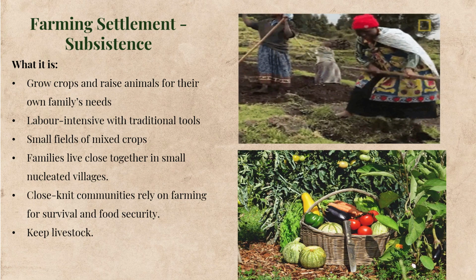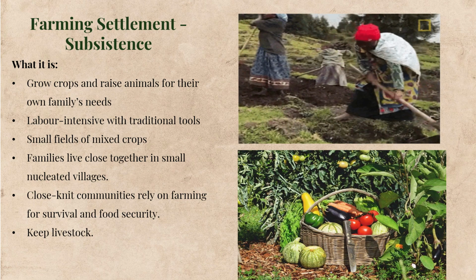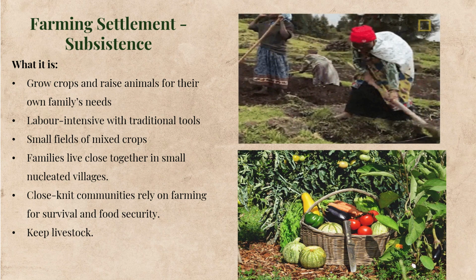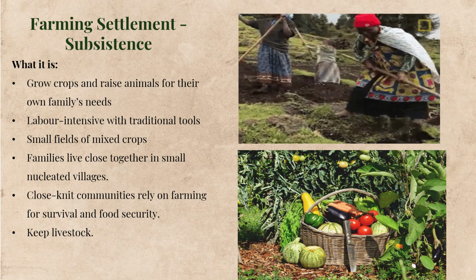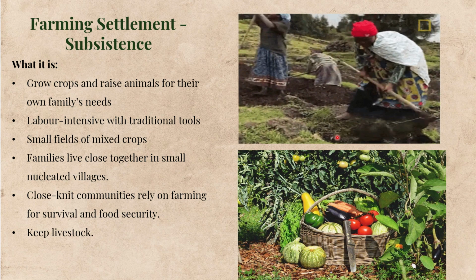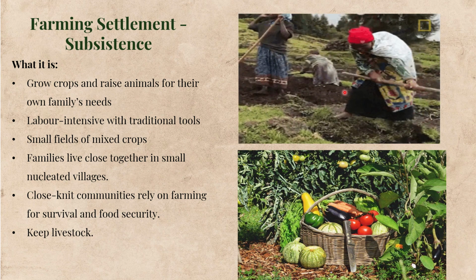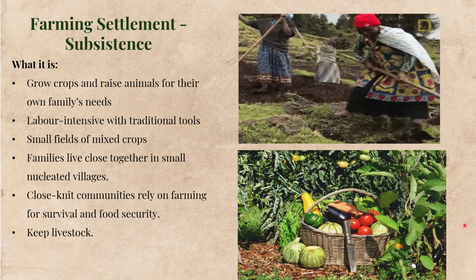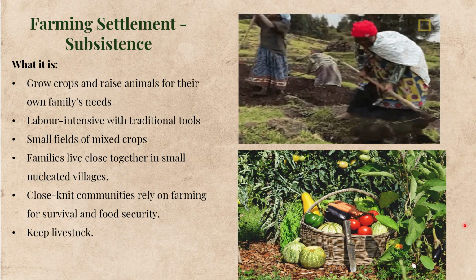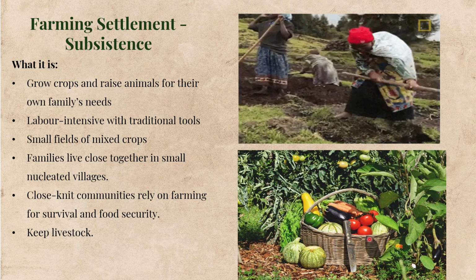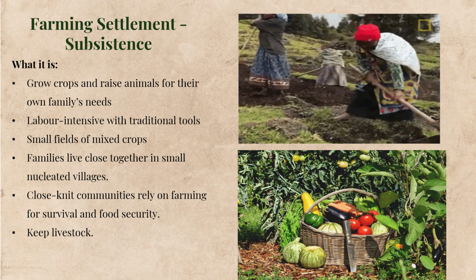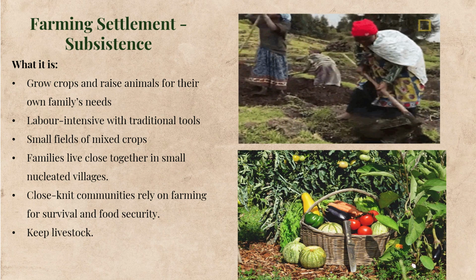So let's talk about subsistence farming. What is this? This is when farmers grow crops and raise animals, also known as livestock, for their own family use. It's very labor intensive because they use traditional tools, as you can see in this video, like hoes, spades, and animal-drawn plows. They have small fields of mixed crops, as you can see in this picture, crops like maize, vegetables, beans, so that they can have a balanced diet.